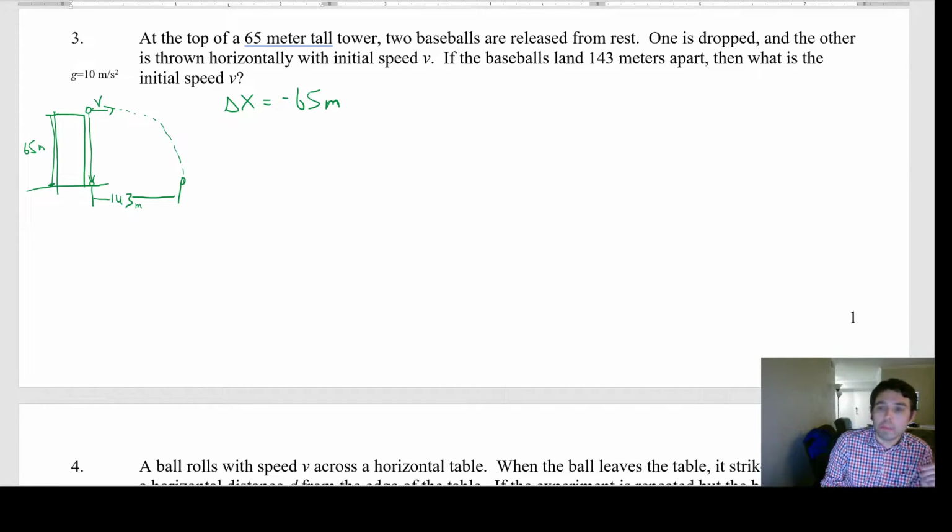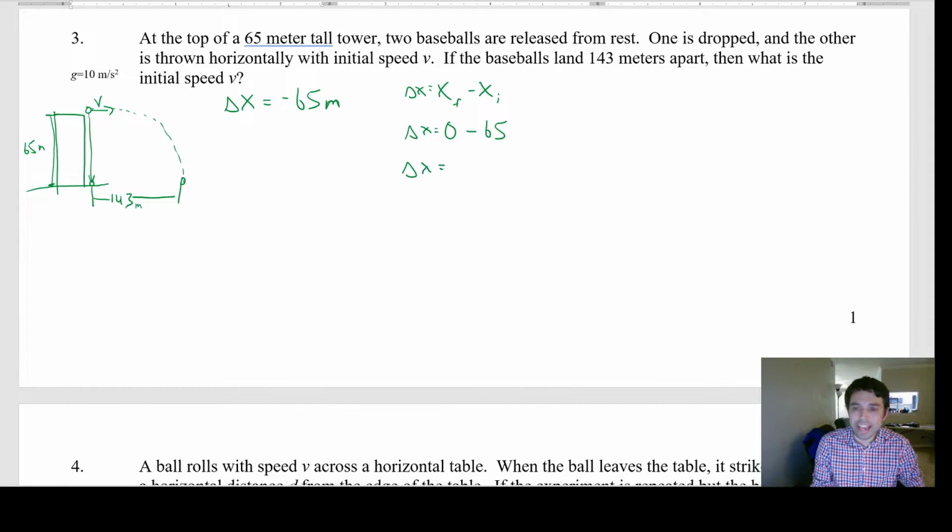So remember that change in position is always final minus initial. So I'm starting 65 meters up in the air, and then I'm landing on the ground, which is a 0 meter position, right? So this is final 0 minus 65. So my delta x equals negative 65, which makes sense if you think about it, because I'm going down 65 meters. If I'm going down, we generally call it down negative. So my delta x is negative 65 meters in the y plane, right?